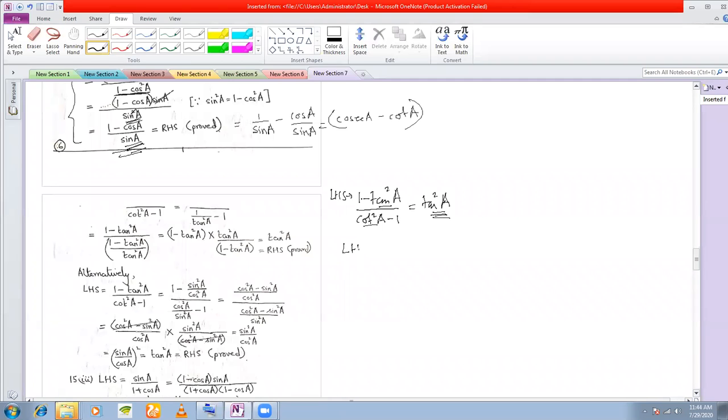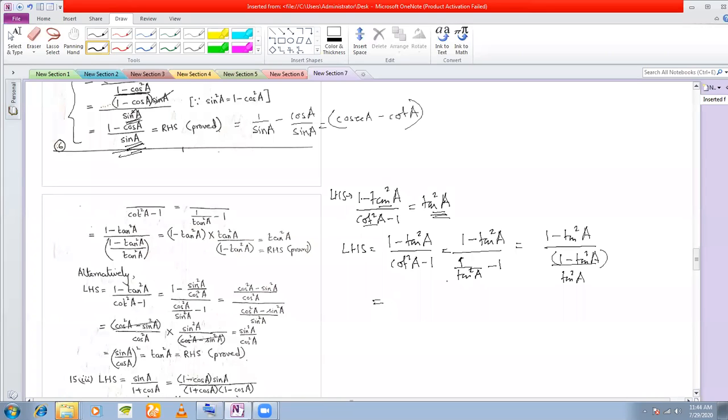So what I do is I start from the left hand side. And since I see only a tan on the right hand side, I change everything in terms of tan. 1 by tan square A minus 1. Okay, now I take the LCM. 1 minus tan square A by 1 minus tan square A.